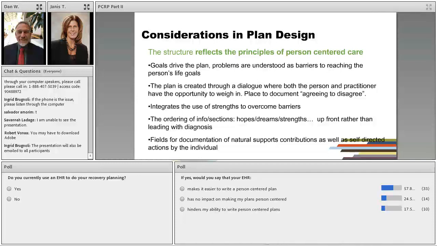Okay. Excuse me. The second thing is, basically, a person-centered recovery plan is built on a dialogue. The more traditional problem-oriented plans are probably much more balanced towards the practitioner saying, look, here's what I think your problem is and what you want to do.